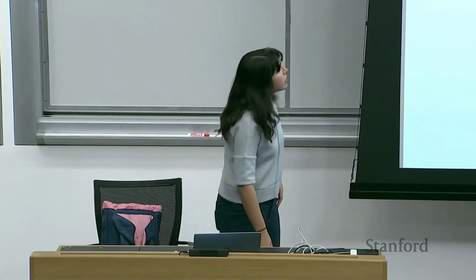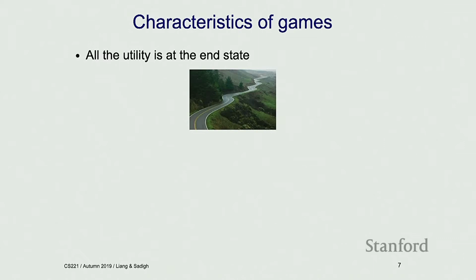Okay. All right, so the characteristics of games that we have already discussed are two main things. One is that all utilities are at the end state. So throughout this path, you're not getting any utilities, as opposed to things like MDPs, where we were getting rewards throughout the path.